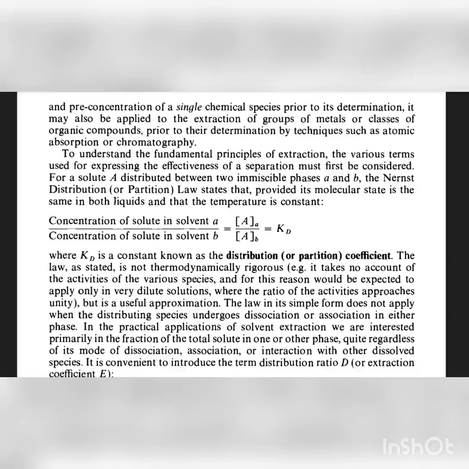For a solute A distributed between two immiscible phases A and B, the Nernst distribution law states that provided its molecular state is the same in both liquids and the temperature is constant, the concentration of the solute in solvent A upon the concentration of the solute in solvent B is equal to KD, where KD is a constant known as the distribution coefficient.